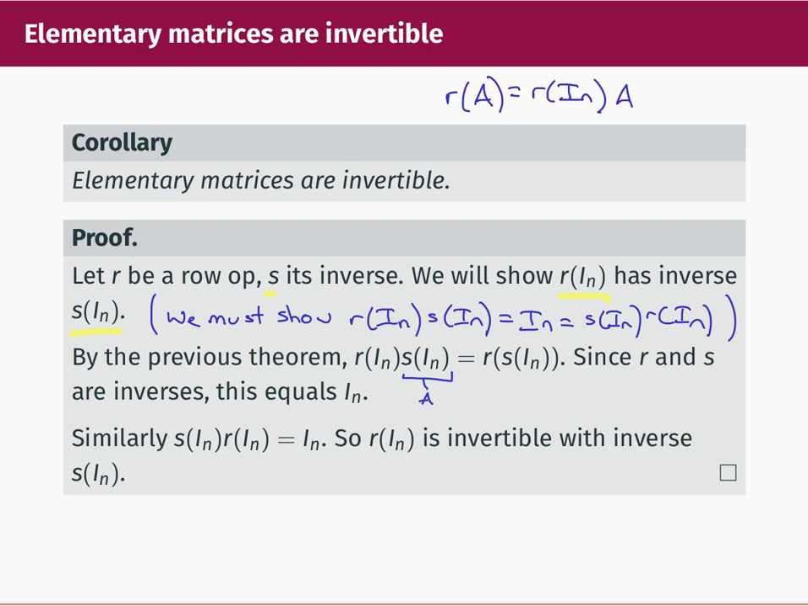But of course R and S were supposed to be inverses of one another, so doing S then doing R should be the same as doing nothing. That means what we've got there is really the identity matrix, so R of IN times S of IN is equal to the identity matrix. That proves half of what we need to prove.